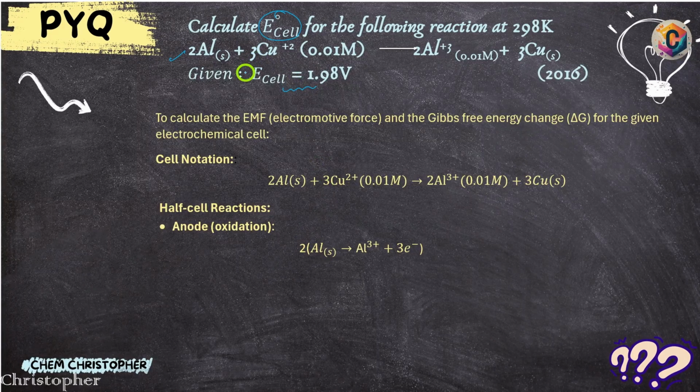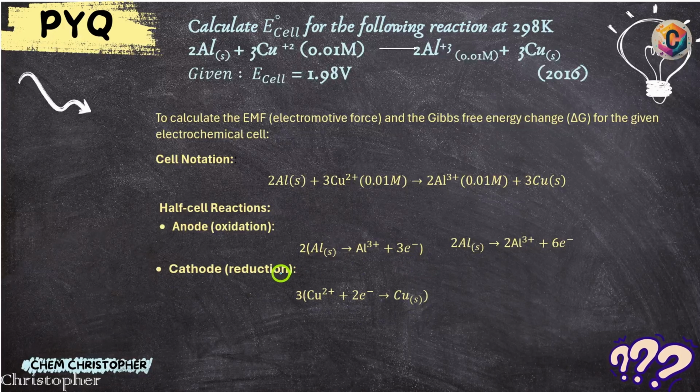So here, the first thing you should do is identify what is acting as anode and what is acting as cathode. At the anode, an oxidation reaction takes place, which means the oxidation number increases. Here you see aluminum has oxidation number 0, and here the oxidation number is plus 3. 0 converted to plus 3. At the cathode, a reduction reaction takes place, so the oxidation number should decrease. See, copper plus 2 converted to copper. For this conversion, it requires 2 electrons.